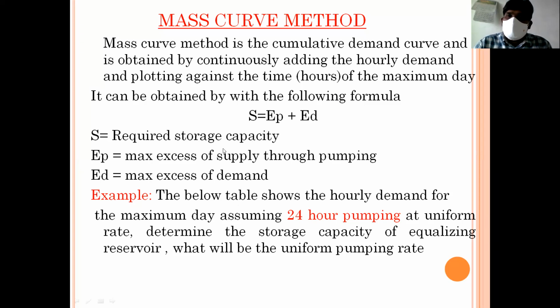In one word, it can be estimated with the following formula. What is the formula here? S equal to EP plus ED. What is S? Required storage capacity. EP means maximum excess of supply through pumping, whereas ED is maximum excess of demand. See how we can find out the storage capacity of a reservoir; we are going to learn in this method. Keep in mind SC equals EP plus ED, where SC is the required storage, EP is excess pumping, and ED is excess demand.